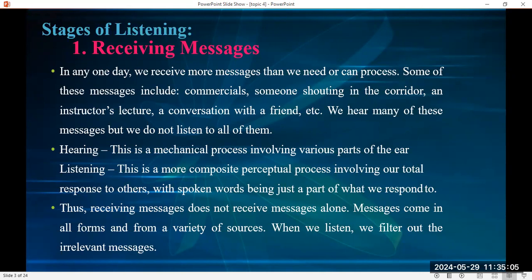But now, not every message do you pay attention to. You don't pay attention to so many things that are happening to you. You don't pay attention to every message that is thrown on the air or that is spoken by people. That is one thing. When we talk about listening, we receive the messages, but we don't receive all the messages. We don't attend to them. Don't pay attention to everything that is happening around you.